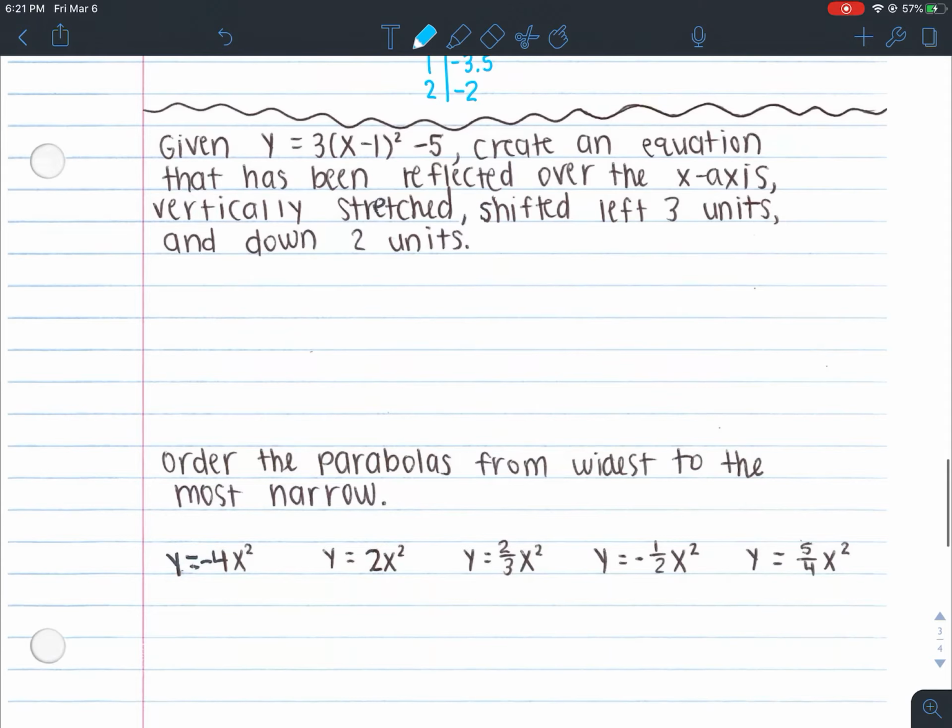All right. Now, beginning with the second part of the notes, it's just basically taking equations and being able to recognize, well, can I transform this? And also, do I know the difference between wideness and narrowness?